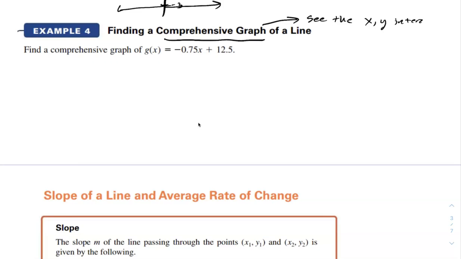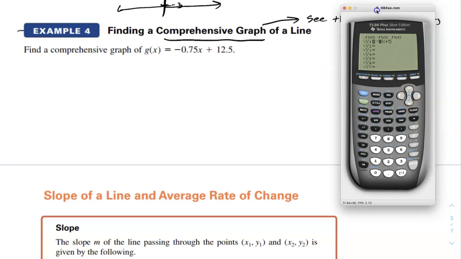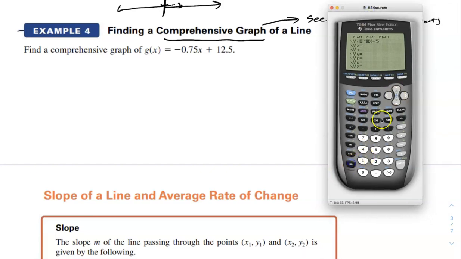That's all it means. You can kind of see the main points of the graph. So find a comprehensive graph of this. We're going to do this on a calculator, because if we're doing it by hand, we can just draw it. But the idea behind this is that if you try to draw this on a calculator, you won't get a nice comprehensive graph initially. So let's go back to y equals, and then type that in.